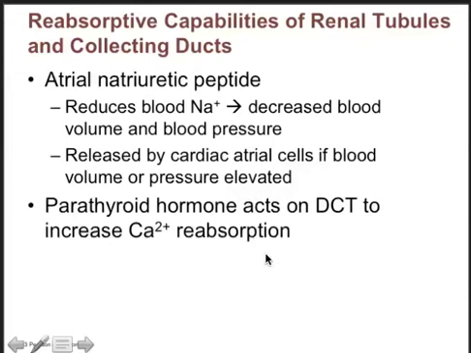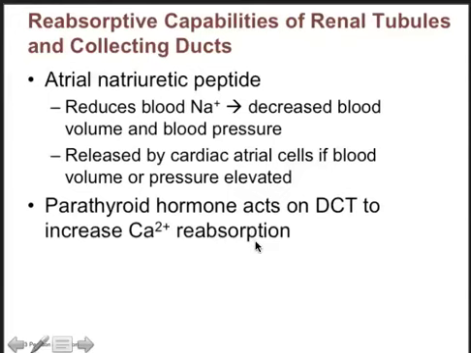Parathyroid hormone acts on the distal convoluted tubule, and this increases calcium reabsorption at the DCT. And so what happens here is that we rescue more calcium out of the filtrate, we put it back into the blood plasma. This further elevates the blood calcium. So this is the third mode of action of PTH that elevates blood calcium.